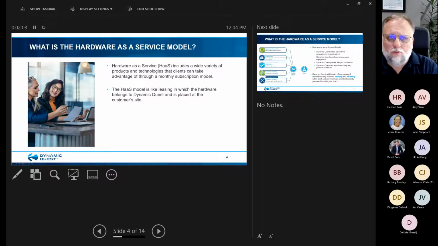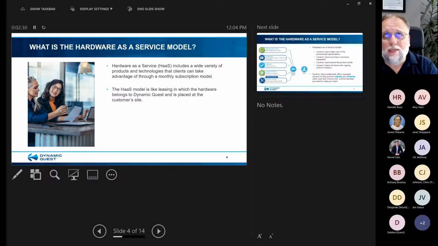So, the introduction. What is hardware as a service? Hardware as a service includes a wide variety of products and technologies that you can take advantage of through a subscription model versus owning it. That's really at its core what HaaS is. Subscribing to having hardware provided to you versus owning it has some unique advantages that we're going to discuss in a moment. It is like leasing, in which the hardware belongs to Dynamic Quest or the MSP that you're working with, and it's placed at your site itself.